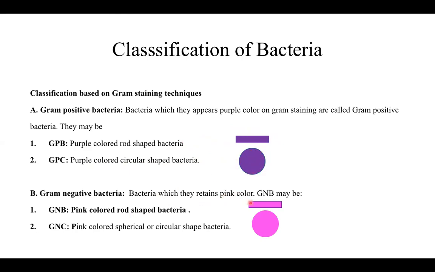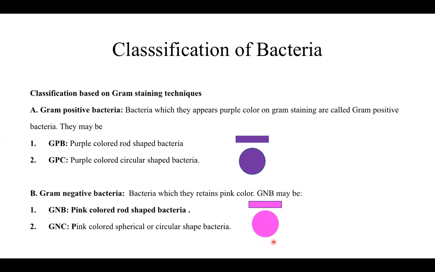While for gram-negative bacteria, these are the gram-negative bacilli. These are the rod-shaped bacilli that retain the color of the counter stain, safranin, and appear pink in color. These pink-colored rod-shaped bacteria are known as gram-negative bacilli.